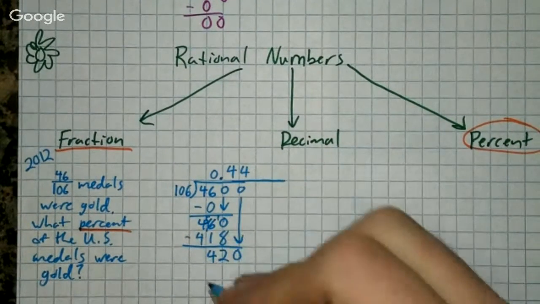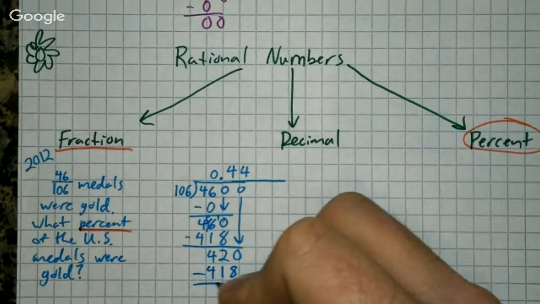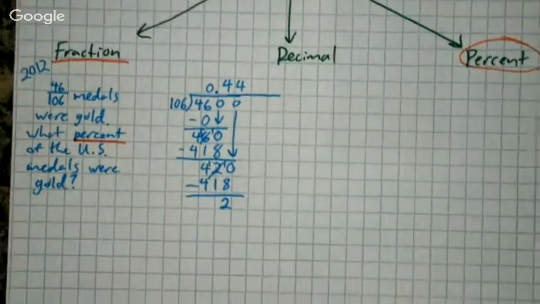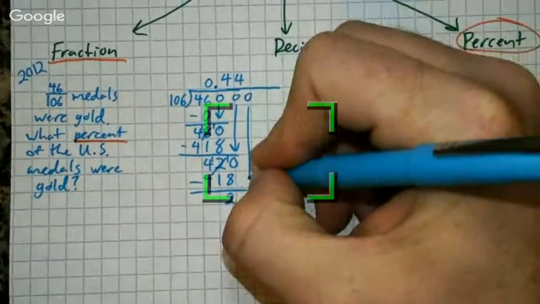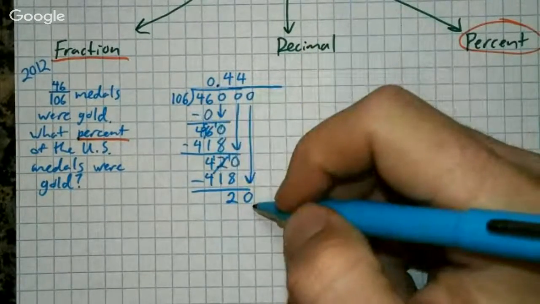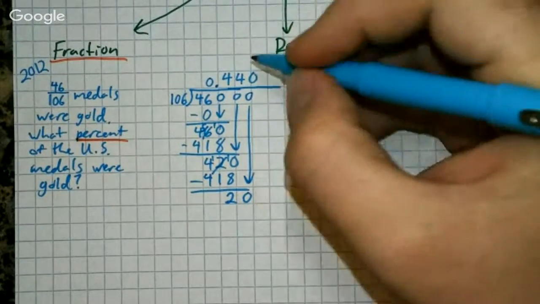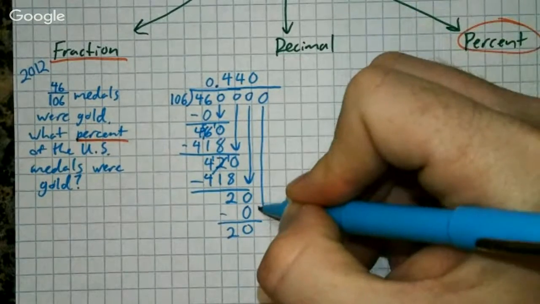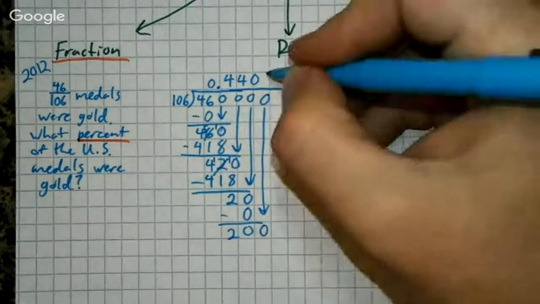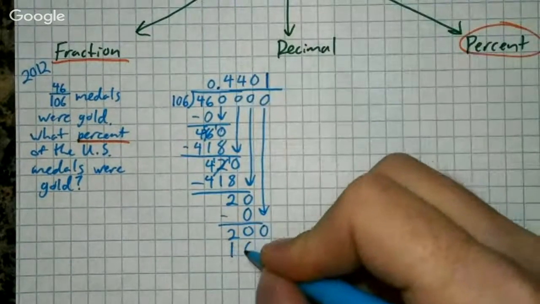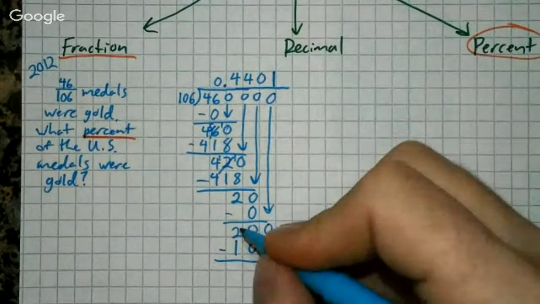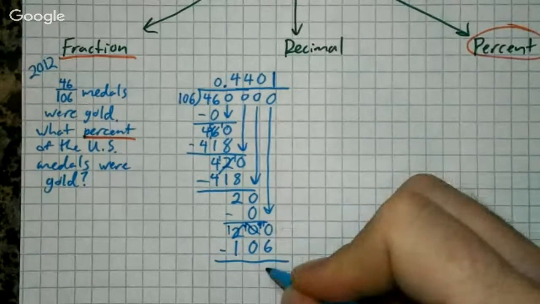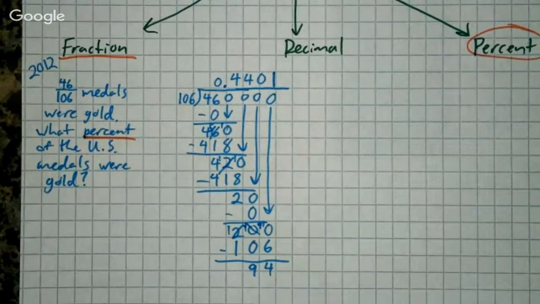Okay, so now 4 times 106 again is 418. We subtract, a little bit more fancy than that. We're going to have a 2. Okay, so that's a different number. Again, we'll go ahead and put a 0, drop it down. 106 goes into 20 0 times. 0 times 106 is 0. We subtract, get 20. Add a 0, drop it down. 106 goes into 200 1 time. 1 times 106 is going to give us 106. We subtract. We have to do a little bit more fancy borrowing. We're going to get 94.